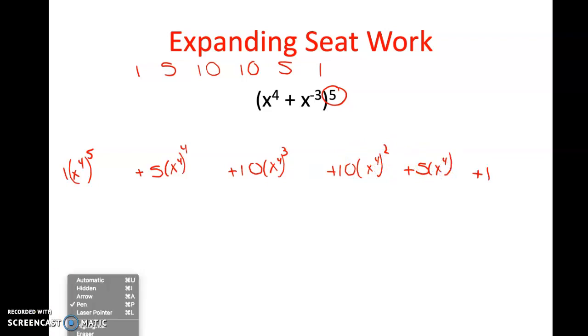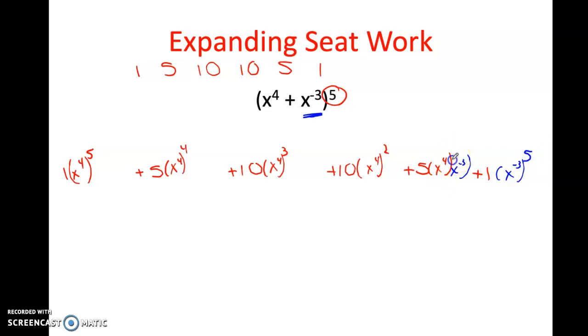Changing colors here to make it a little less confusing, hopefully. Pirate blue again. Deal with the one on the right. We're going to have x to the negative 3rd power raised to the 5th power, x to the negative 3rd raised to the 4th power, x to the negative 3rd raised to the 3rd, x to the negative 3rd squared, and this will just be x to the negative 3rd to the 1st power.